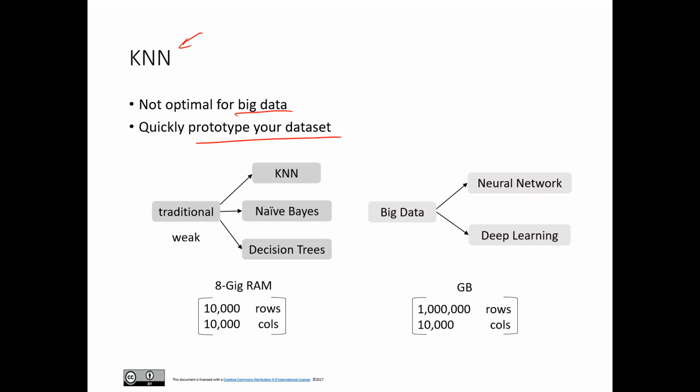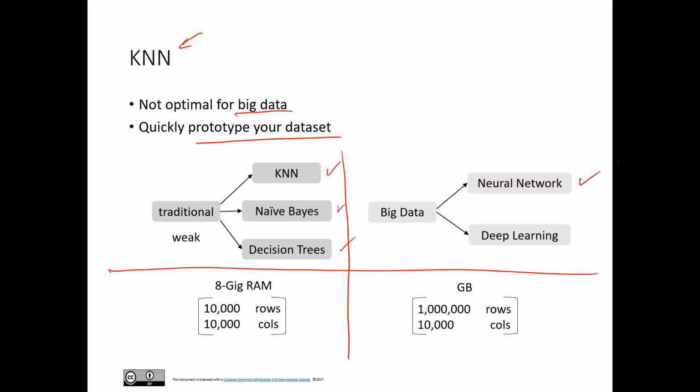When you hear me talk about traditional algorithms versus big data algorithms, the distinction is this: traditional will be KNN, naive Bayes, decision trees, the more basic types of algorithms, whereas big data will be the newer neural networks and deep learning in particular. The frameworks we use for deep learning have been optimized for big data, whereas KNN is more of a traditional algorithm.